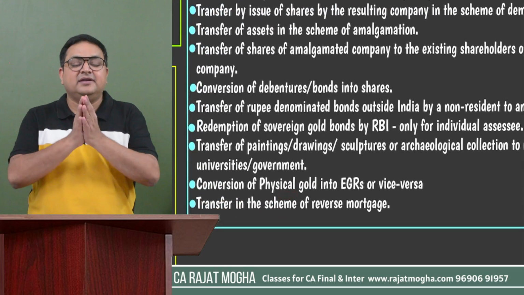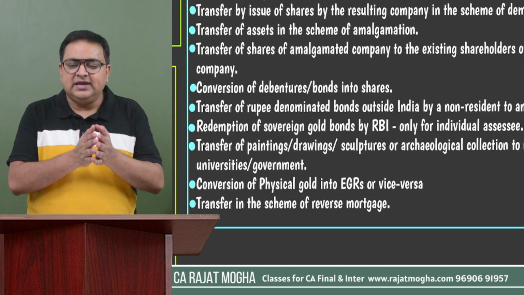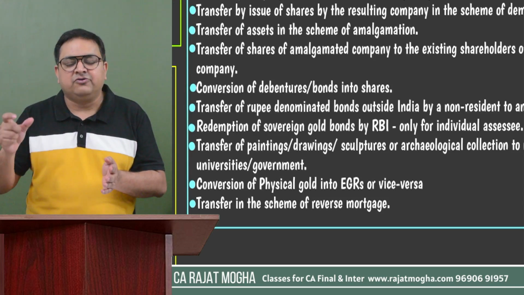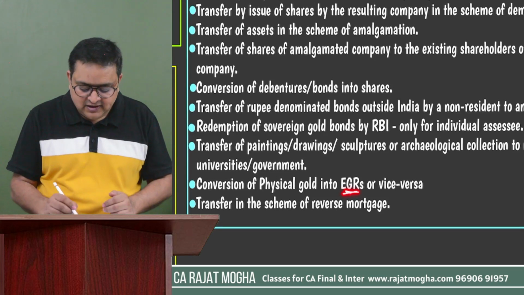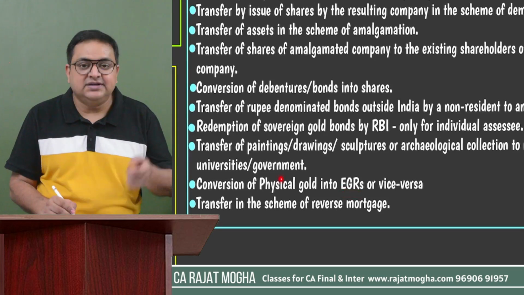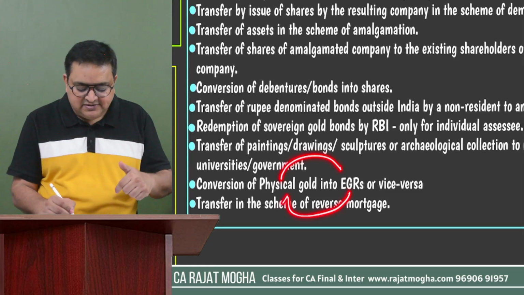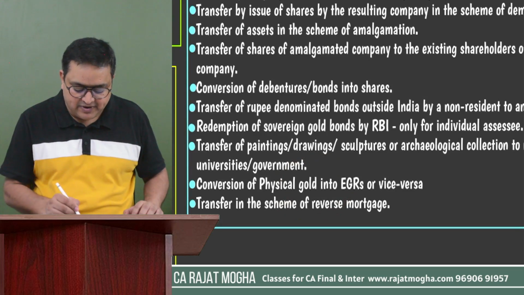So if the assessee is having physical gold, and now there is a possibility that they can convert their physical gold into EGRs. EGRs is electronic gold receipts. So whenever this conversion is happening, physical gold into EGR and vice versa, EGR into physical gold, then there would be no capital gain. In this case also there would be no capital gain.